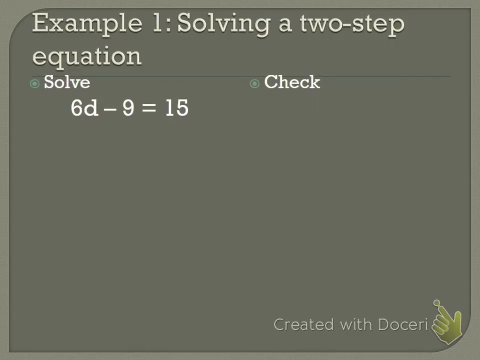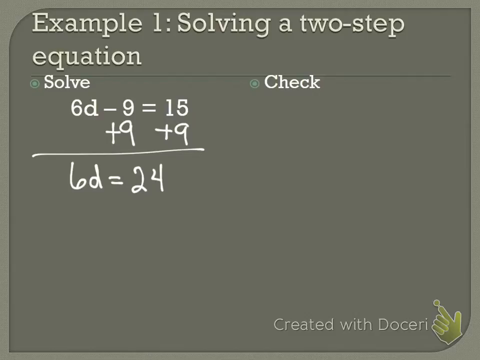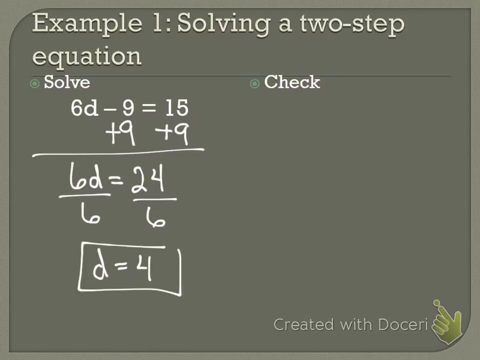What do we do first? Add 9. Yep, add 9 to both sides. Very good. All right, 6d equals 24. What do you do now? Divide both sides by 6. d is 4. Who got it right? All right, good job. That's what I'm looking for.